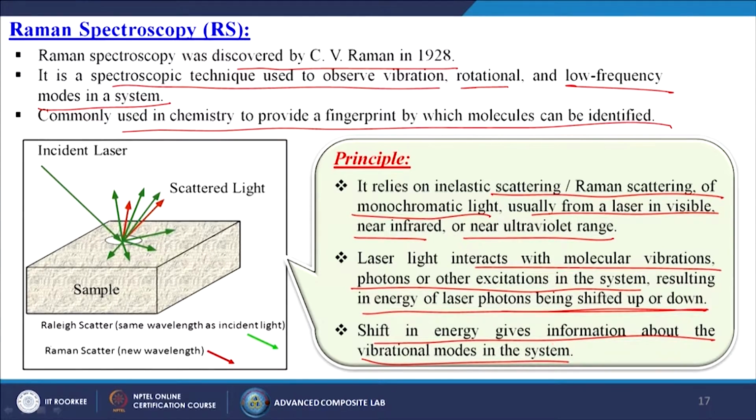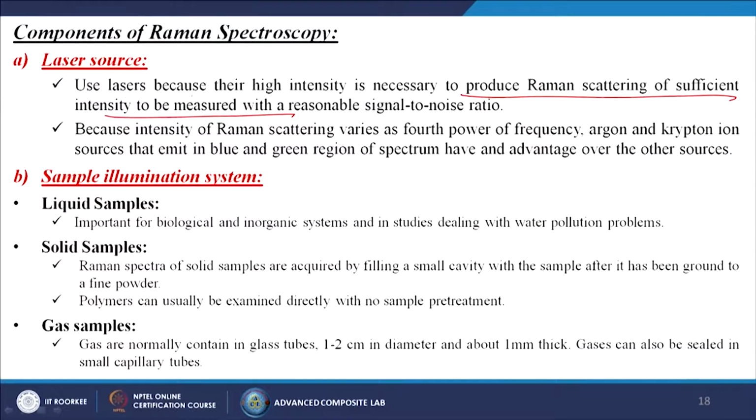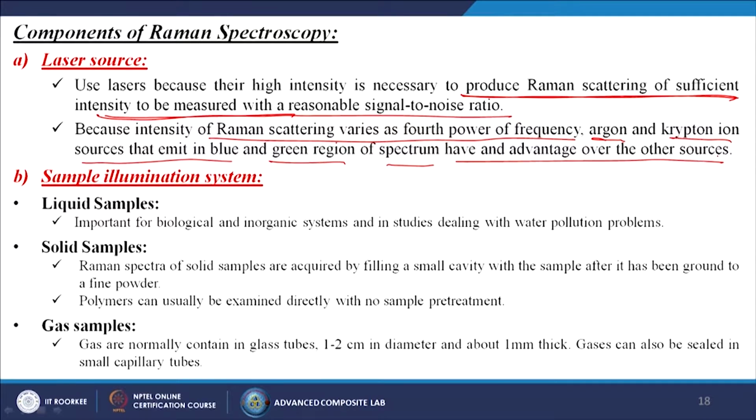In this diagram we have the Rayleigh scatter, which has the same wavelength as the incident light, and the red color is the Raman scatter, that is the new wavelength. Components of Raman spectroscopy, first one is the laser source. We use lasers because their high intensity is necessary to produce Raman scattering of sufficient intensity to be measured with a reasonable signal to noise ratio. Because the intensity of Raman scattering varies as the fourth power of frequency, argon and krypton ion sources that emit in the blue and green region of the spectrum have an advantage over other sources.